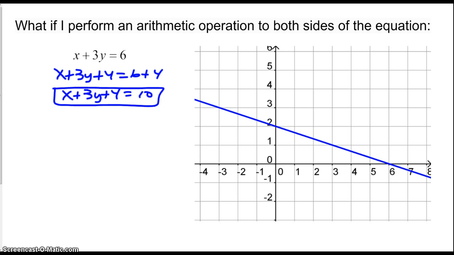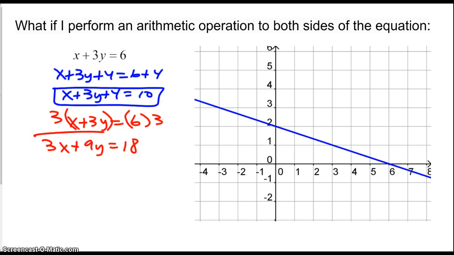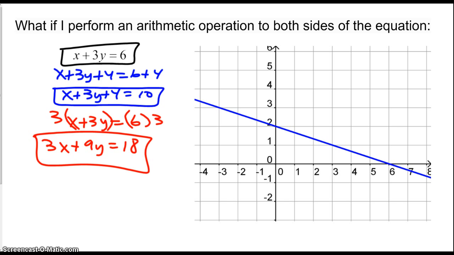Let's do another one. What if I had x plus 3y equals 6, and I decided to multiply both sides by 3? I could certainly do that too, and that would stay balanced. I'd have 3x plus 9y equals 18, and that would be another equation that also makes all those same points true. So all three of these equations, even though they look different, are basically the same equation because they're just found by doing algebraic operations on the original equation. So all of those could be equations of this line, right?